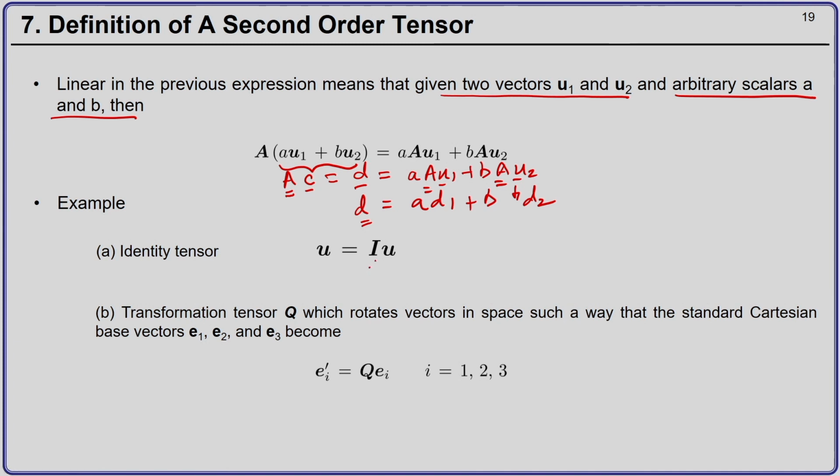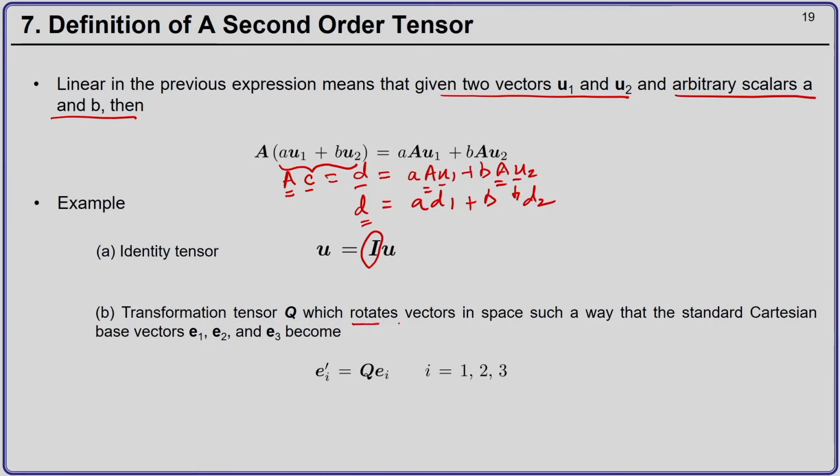The identity tensor is denoted by the symbol I, and this is a second order tensor which maps the vector back to itself. You take a vector u and the tensor maps it to itself. Another tensor we have already looked into is called the transformation tensor, which rotates vectors in space such that the standard Cartesian base vectors e1, e2, e3 become ei dash equal to Q ei, where i goes from 1, 2, 3. So, Q is called the transformation tensor.